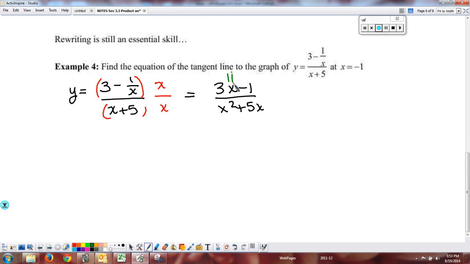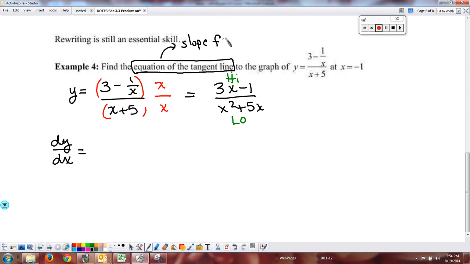You're going to have your high is going to be the 3x minus 1. Your low is going to be the x squared plus 5x. So now I'm ready to take the derivative, dy dx. Oh, and how did I know I needed the derivative? Because I'm looking for the equation of the tangent line, which means I need the slope, which is going to be f prime of negative 1. If you want to call this f of x, or, because you can't really use f unless you label it, we could call this y prime of negative 1. Okay, so I need the slope, and then I'm going to need to find the point, which is going to be negative 1, and then y of negative 1, use the function to plug that in. We'll come back and do that in a second.